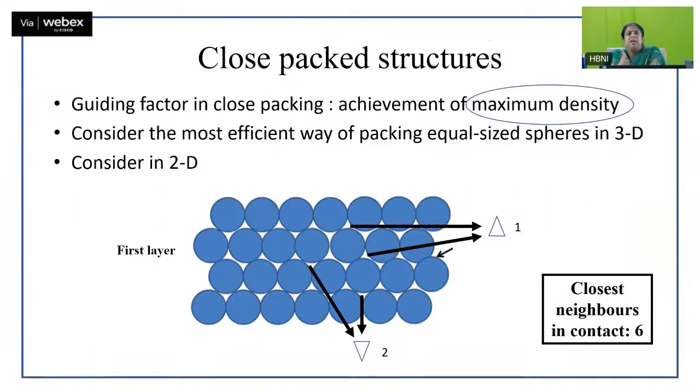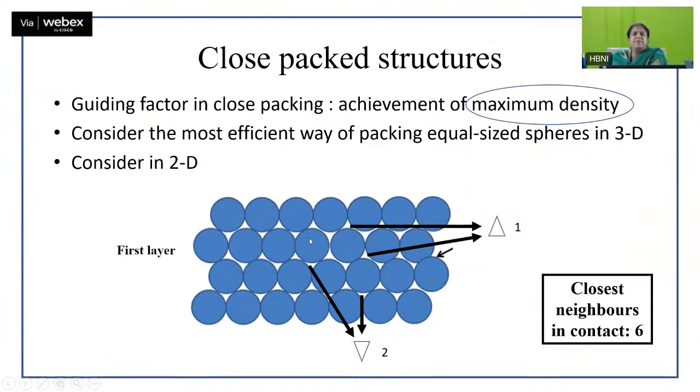All right. Coming to the close pack structure, you know what hexagonal close packing and cubic close packing are. They are your close pack structures. So what are the guiding factors? When do I say that I have a close pack structure? I have to achieve maximum density, because that gives me strong bonds, because that gives me lowering of energy, that gives me stabilization.